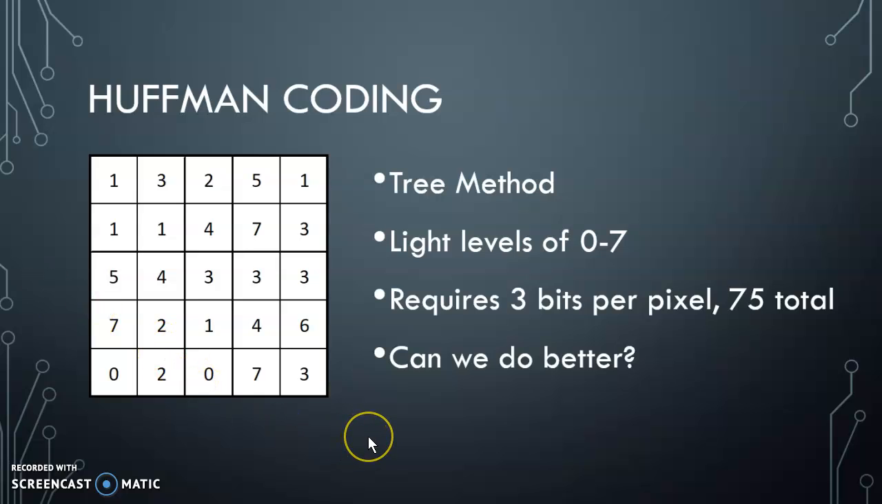Huffman coding, I've drawn up an example for us to go through right now. It's also known as the tree method. In this particular example, we're going to be working with an imaginary picture that has light levels from 0 to 7, just to make things easy. Now, normally, if we were representing 0 to 7 in binary, it would require 3 bits per pixel, for a total of 75 bits to represent the entire picture. But maybe with Huffman coding, we can do a bit better than this.